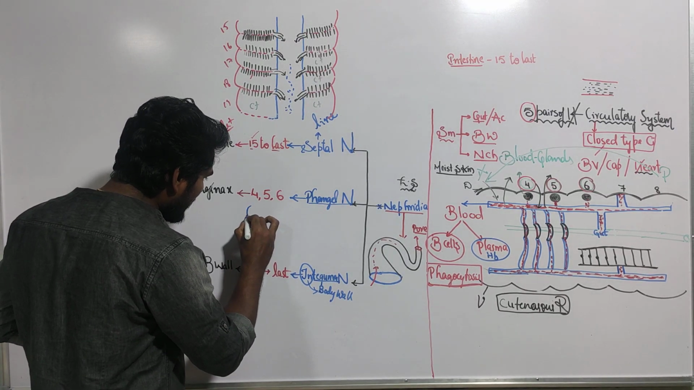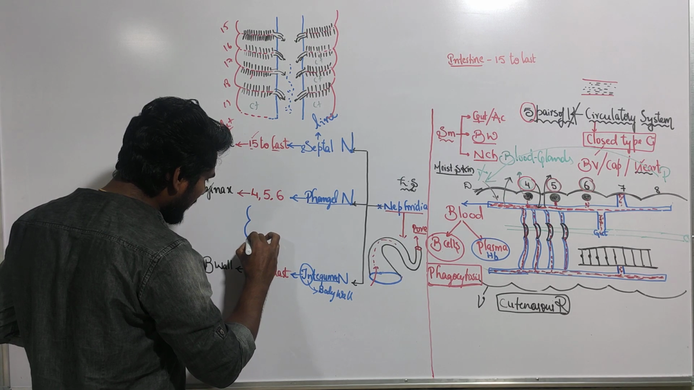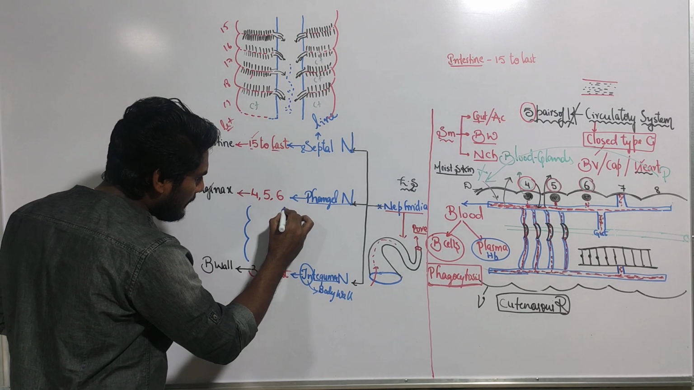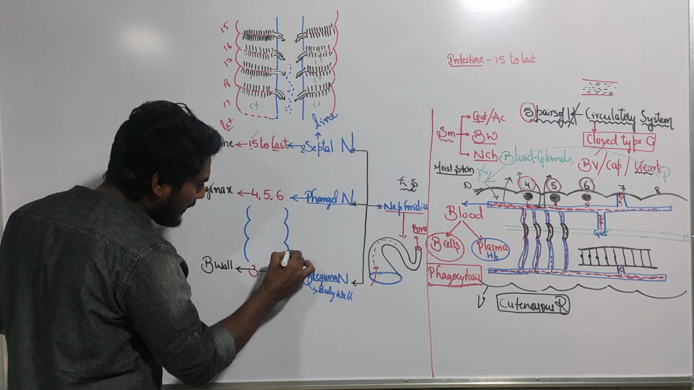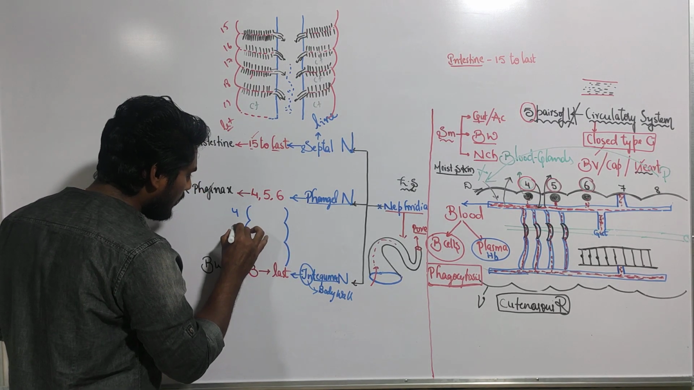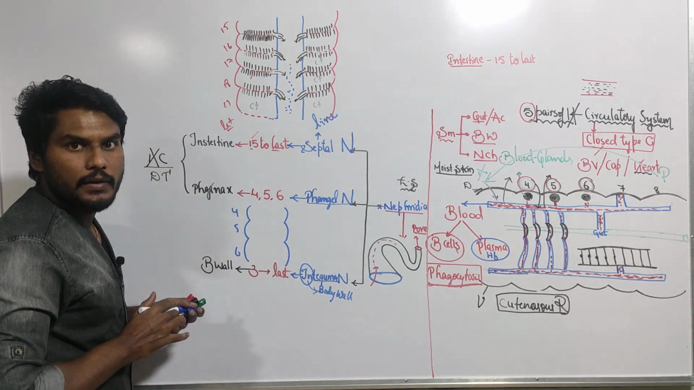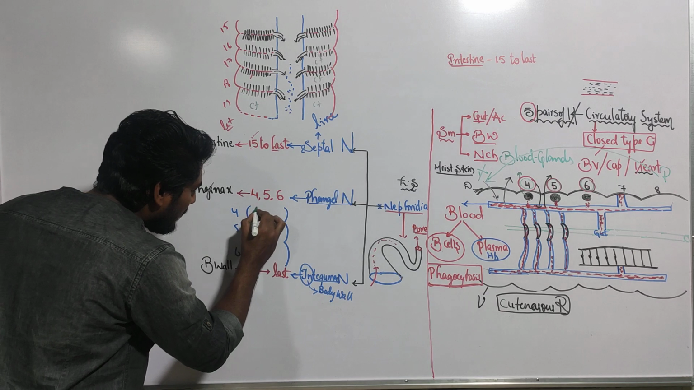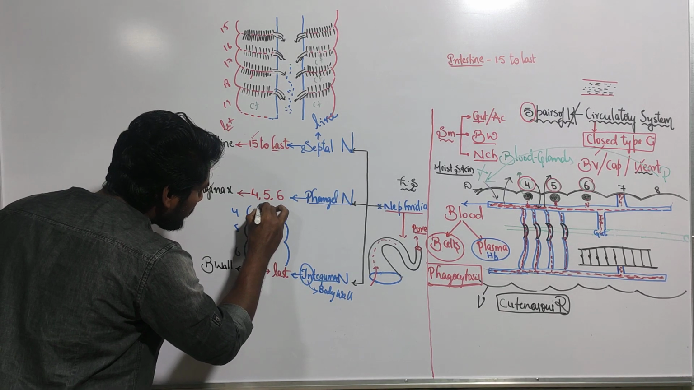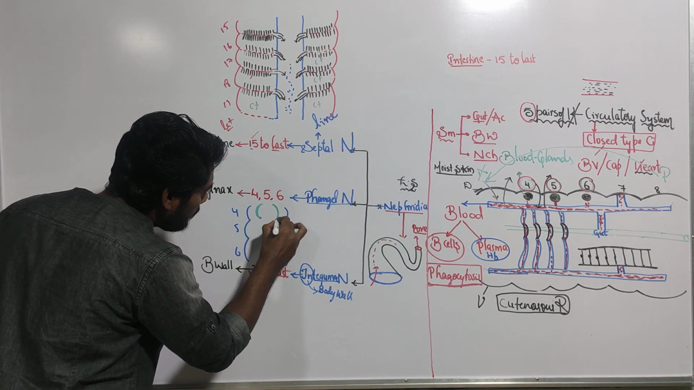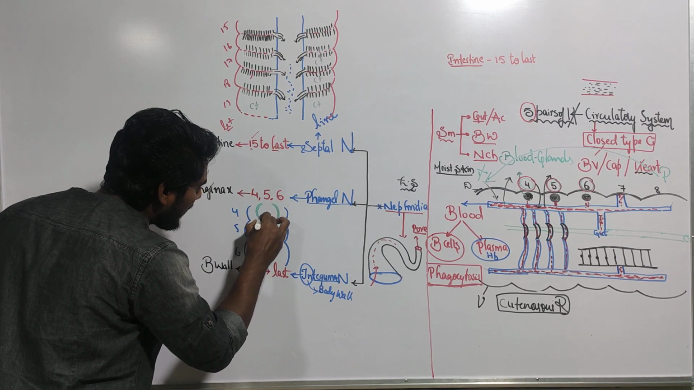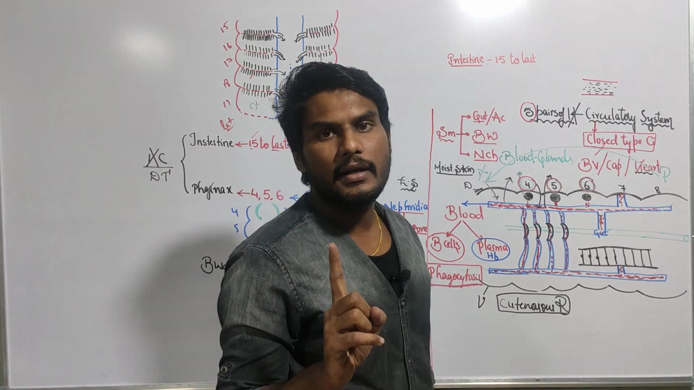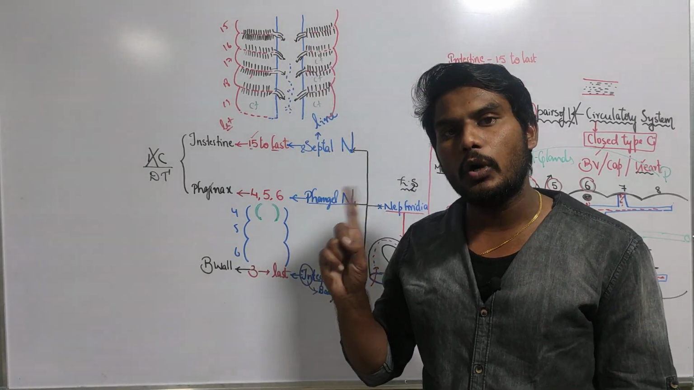So this is segment number 4, this is segment number 5, and this is segment number 6. Okay. Segment 4, 5, 6. Good. And in the digestive system, I told that the fourth segment contains which part of the alimentary canal? Pharynx. If you have not listened to the alimentary canal video, first you have to watch that one, later you will understand this.